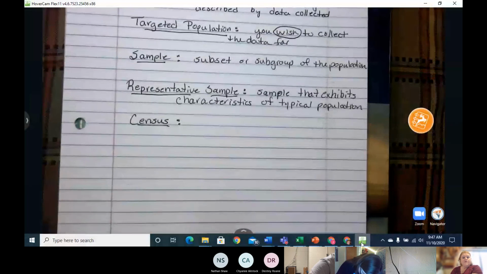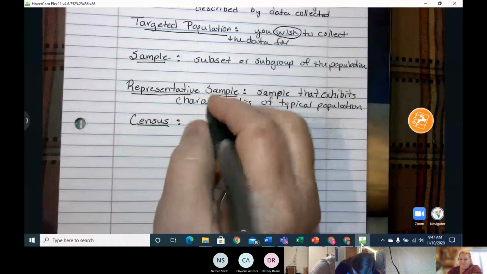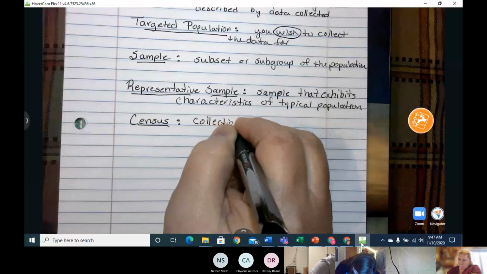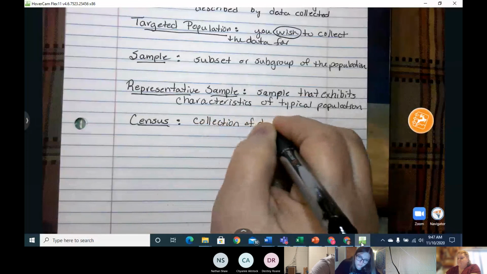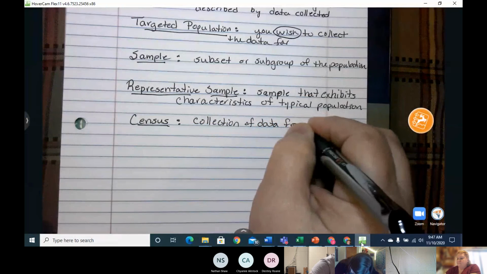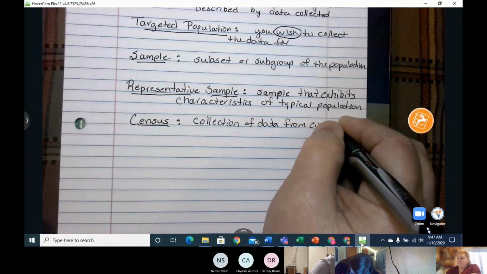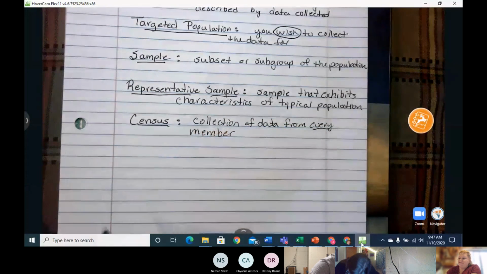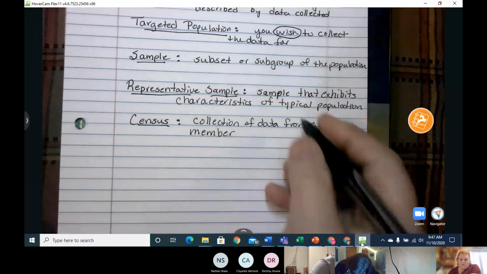Now, when we use the word census in statistics, it's not a census in terms of gathering the information like the every 10 years census. It is the collection of data from every person of the population. When you have a census, that means you got it from everyone.